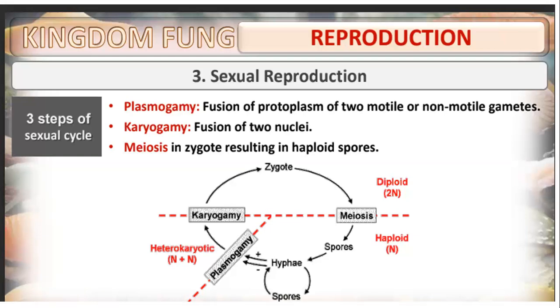Afterwards, there will be karyogamy. There will be fusion of the nuclei, which is called karyogamy. Once there is fusion of the male and female nucleus, it is zygote. Now, zygote will be diploid. Why is it diploid? Because male is haploid, female is haploid. Two haploid will make one diploid. Now, after it becomes diploid, it will undergo meiosis, which is called reductional division, to form haploid spores or haploid hyphae. These haploid spores will give rise to haploid hyphae. Then this cycle will continue.